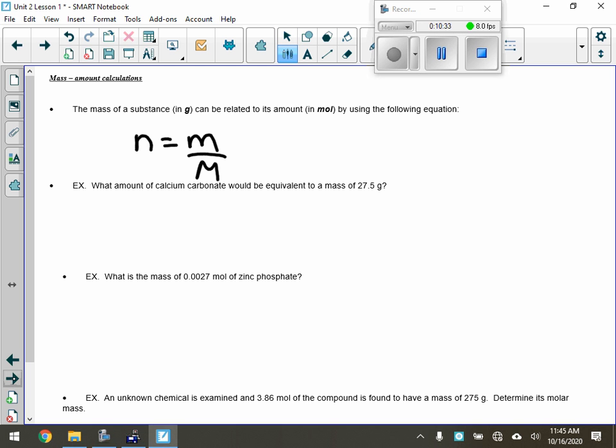Go ahead and write that down. Again, we have little m here, which stands for the mass. And the units that go with that have to be in grams. So if you have a question today, this is going to be the back side of your homework sheet.